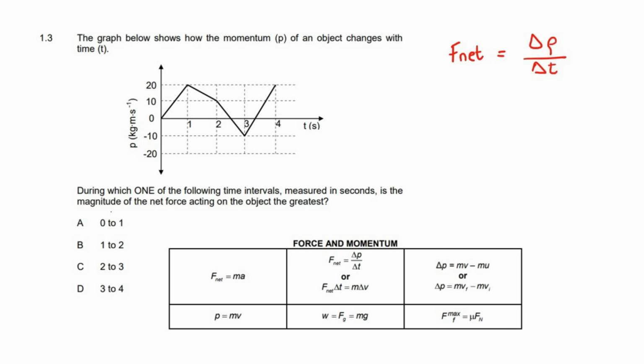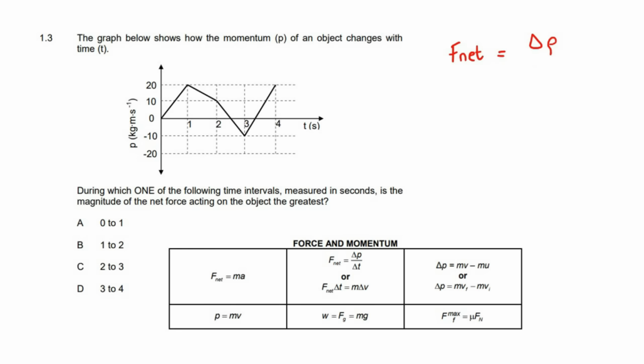Now, in each of these answers, can we see that the time is 1 second? Because 0 to 1, that's 1 second. 1 to 2 is 1 second. 2 to 3. So the time is only going to be 1 second. So let's just get rid of that, because if we divide by 1, that's not going to do anything. So we can sort of look at it like this. What this tells us then is that the time interval with the largest F net is going to be where the change in the momentum is the largest.